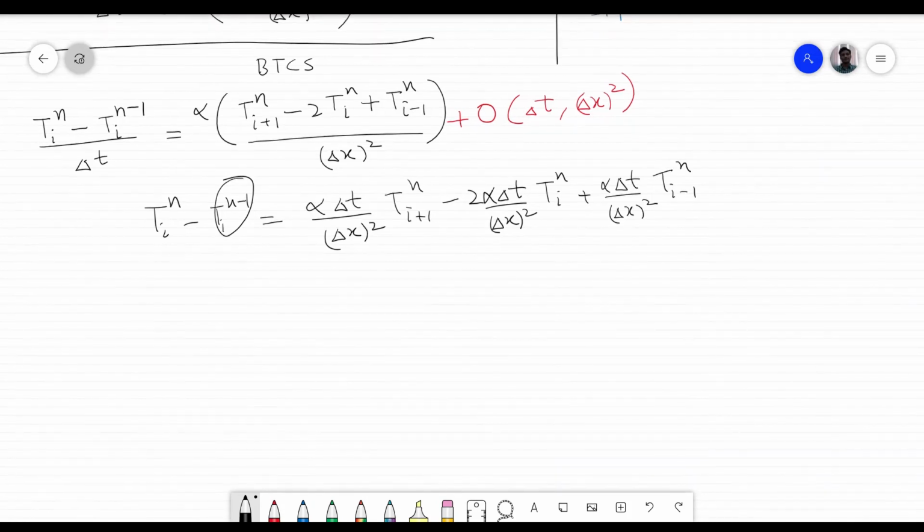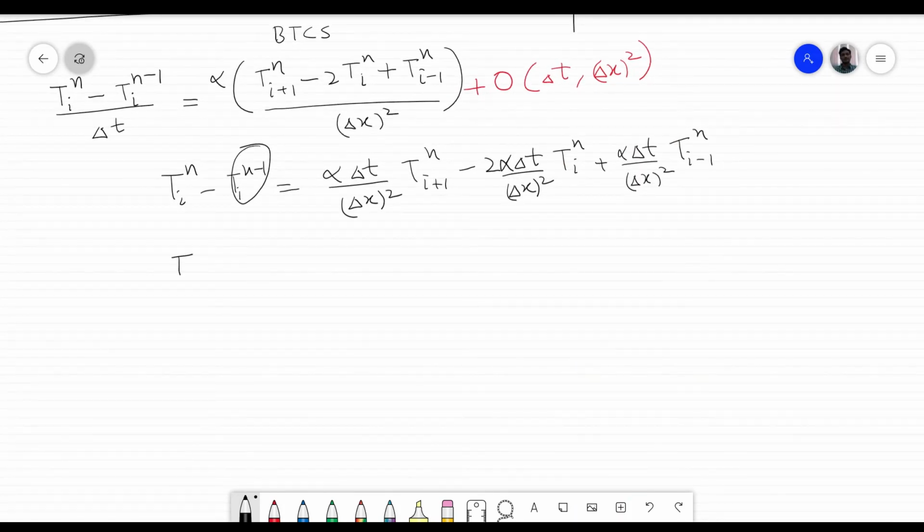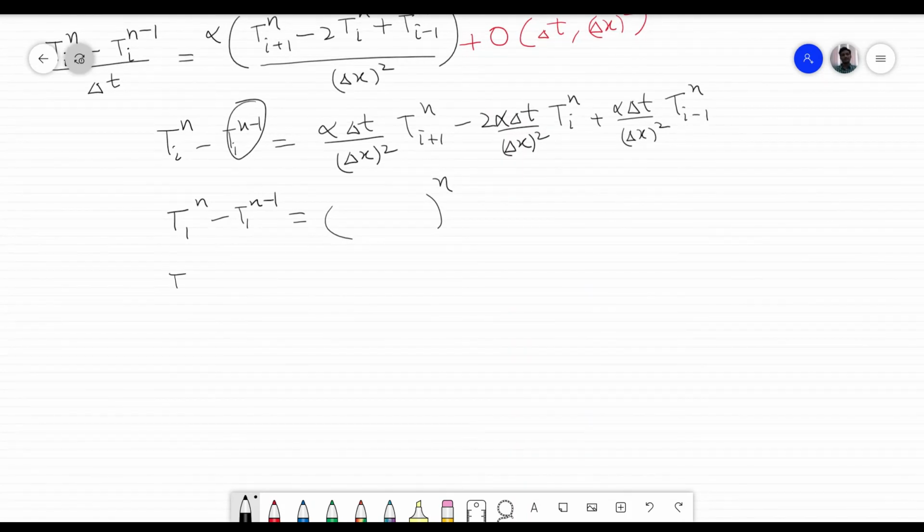So how can you solve this system of equations? You write the equations for each i. You write for i equal to 1: T1^n minus T1^(n-1) equal to the right hand side, at the nth time step. Similarly, you write T2^n minus T2^(n-1) equal to the entire thing at the nth time step, and so on for all the points.